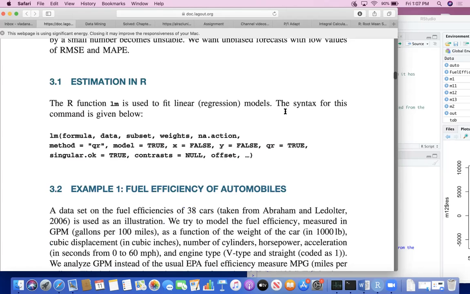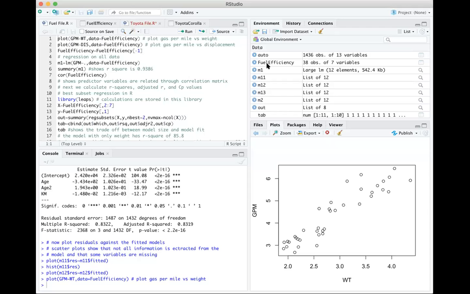Now we get to the first topic, which is estimation in R. The formula below shows us that we can use the linear model function to estimate values in R. Now we get to the first example, which is fuel efficiency of automobiles. The data set has fuel efficiencies of 38 cars. We look at the variables that account for gallons per 100 miles, the weight of the car, the cubic displacement, the number of cylinders, horsepower, acceleration, and the engine type.